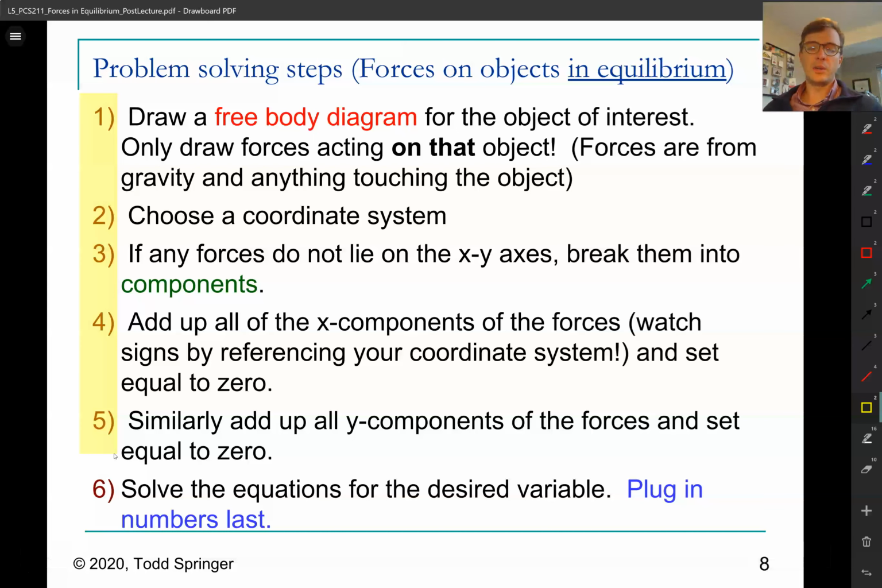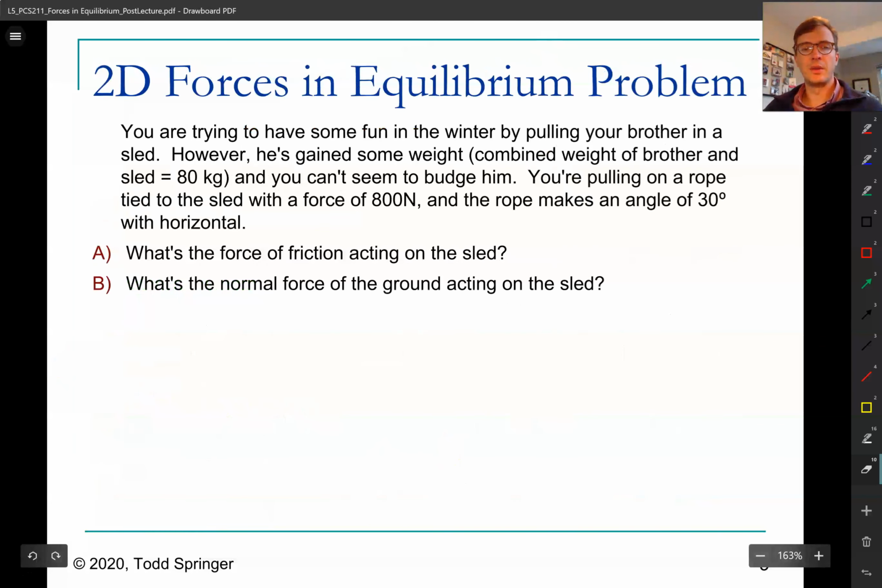The last step is where you have to solve the equations you've set up. Steps 1 to 5 are about getting the equations in front of you. That's all of the physics. Step 6 is a math problem. Once you've got the equations, you have to solve those equations for the variable you're looking for. At that point, the physics is done and you're just doing math. So the last step is a math problem. You have to solve the equations, plug in the numbers last, and check the units.